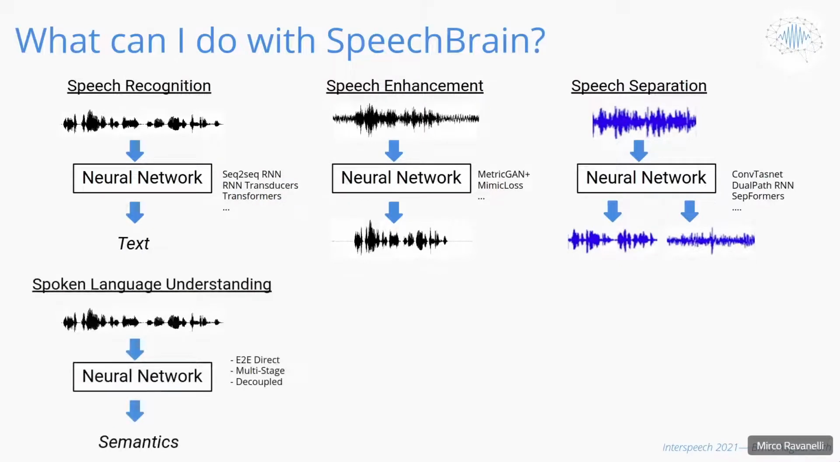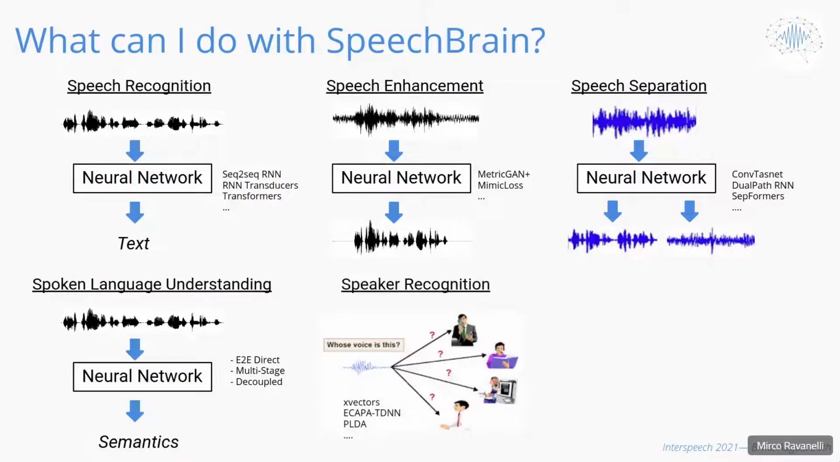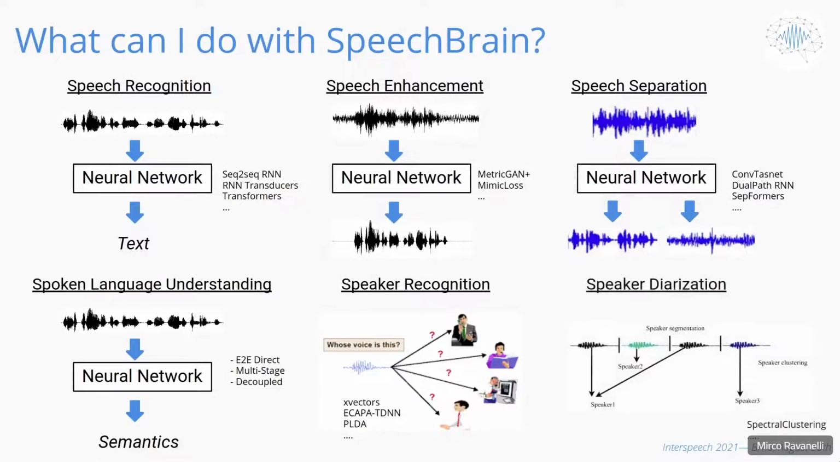We also support spoken language understanding. Here, instead of mapping from one signal to a text like in speech recognition, we map from one signal to some kind of output semantics, and we have different baselines on different datasets for that as well. We also support speaker recognition, both speaker identification and verification. Here we have x-vectors and also a ECAPA-TDNN, which turn out to work pretty well. And also we have speaker diarization.